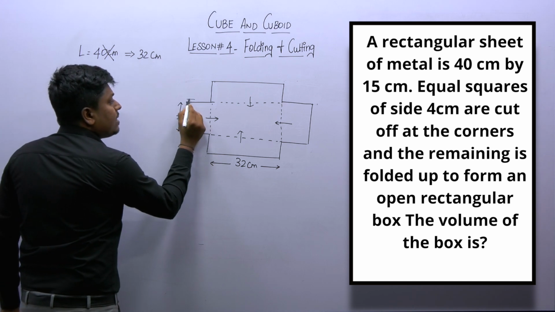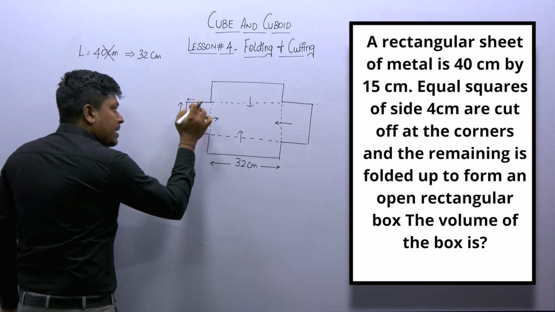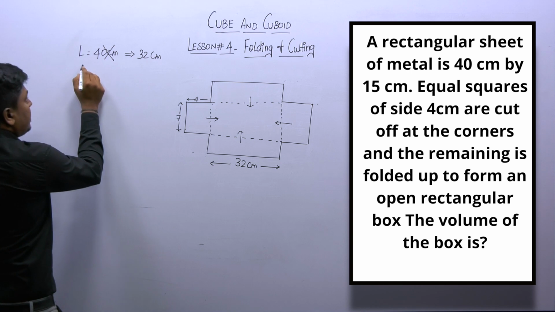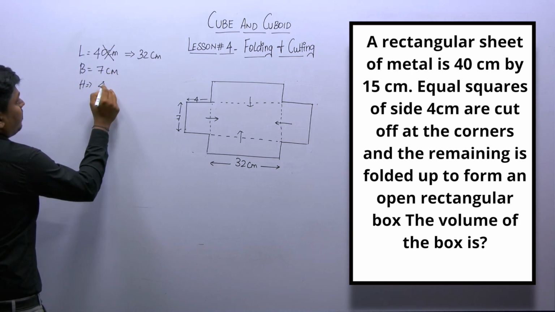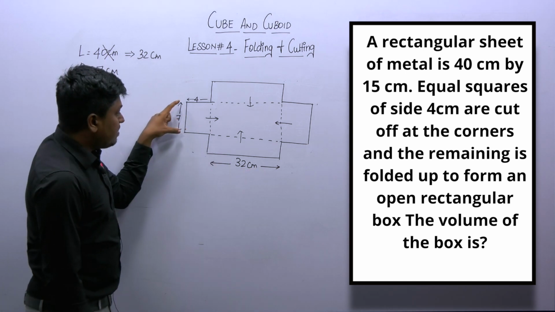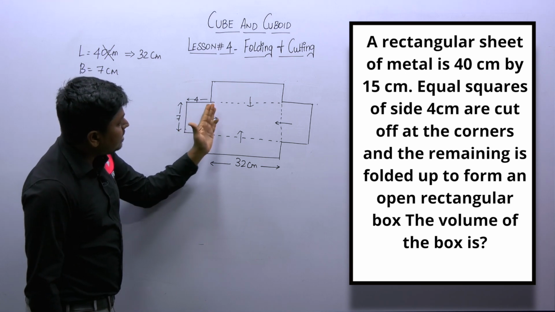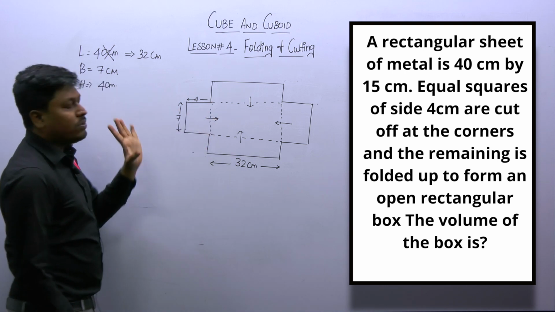So what about the height? Height will be this region, because once we fold the box like this, right? So this becomes the height, which is 4 centimeters. So finally we can say that breadth will be 7 centimeter and height will be 4 centimeter. So friends, understood or not? This becomes the length and this becomes the breadth. Once we fold this cardboard box towards upward direction, this area becomes the height of the box. So height will be 4 centimeter.